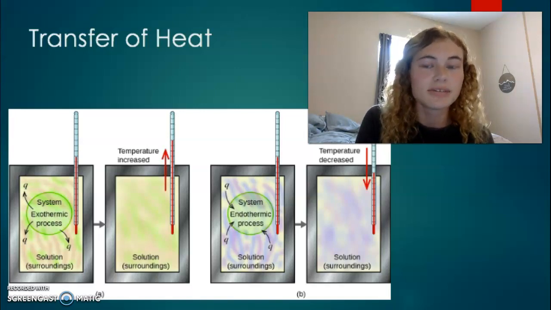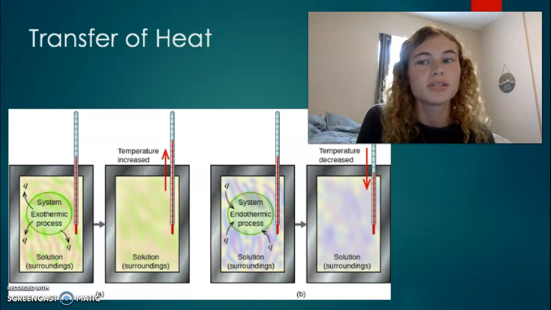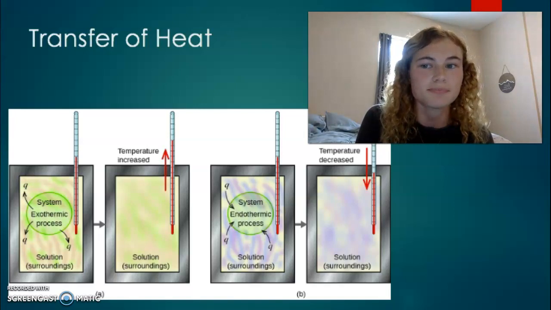In an exothermic reaction, it's the opposite. So the heat will move from the system to the surroundings, which will increase the temperature of the surroundings. Because forming bonds releases energy, we can conclude that the release of heat to the surroundings indicates that bonds are being formed in the chemical reaction.